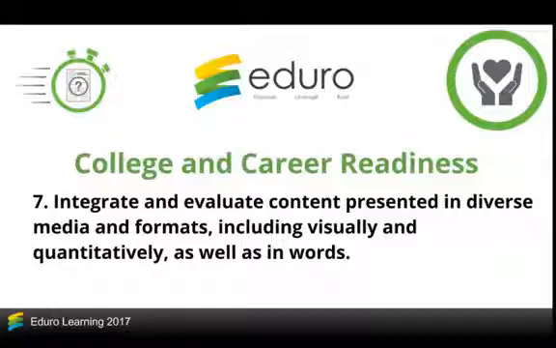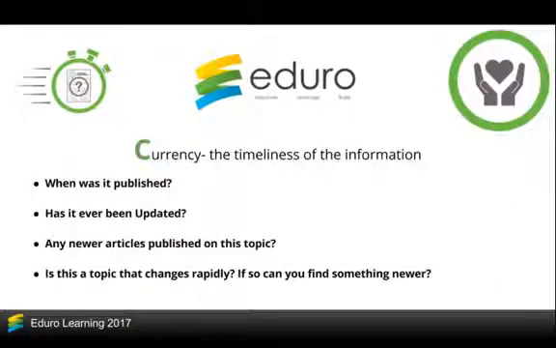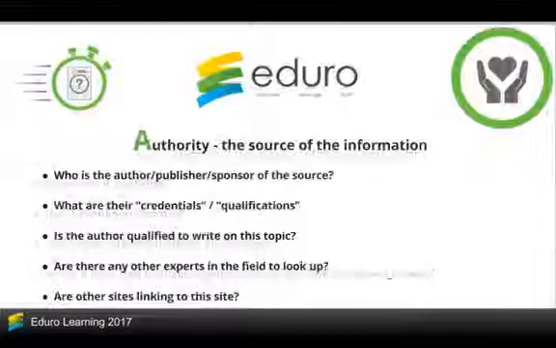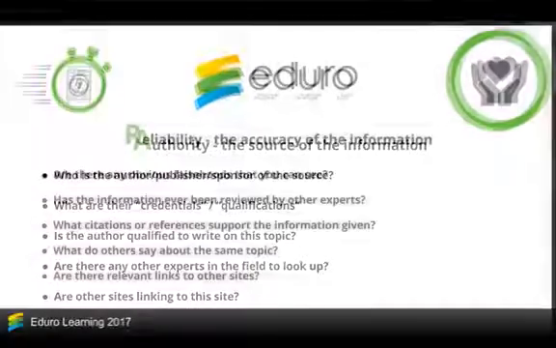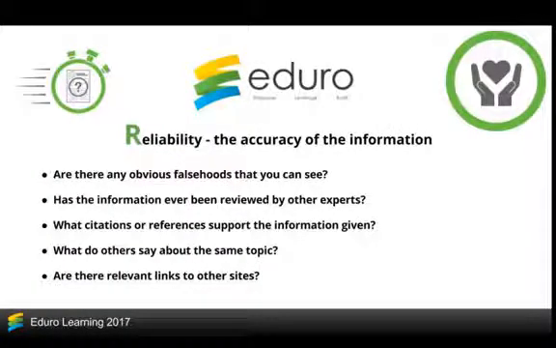We also talked about this idea of going through the CARP test. What's the currency of it? When was it published? We can see that by going to Google, doing your Google search and going to tools and any time, or we look for a date on the website itself. We can also look for the authority. Who's the author? Who's the publisher? And so we can take kids through these tests to help them understand, does it have any authority? What's the authority behind it? What's the reliability? All questions that students should be asking themselves.